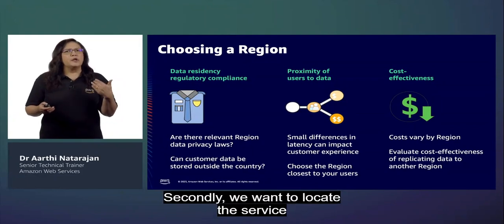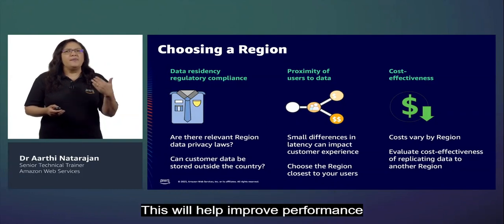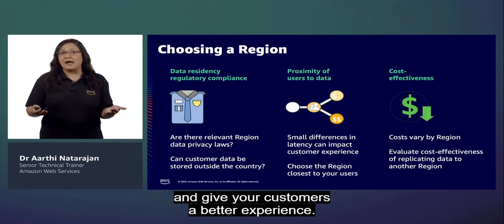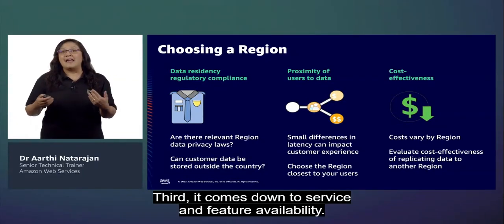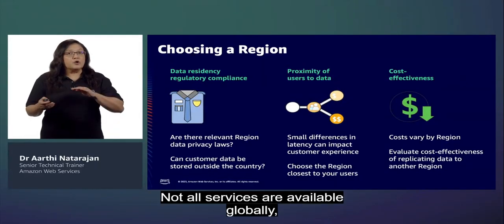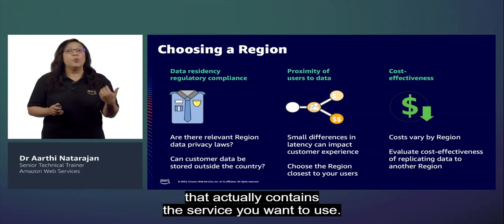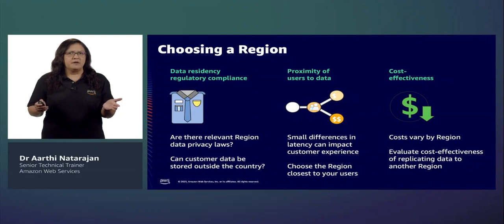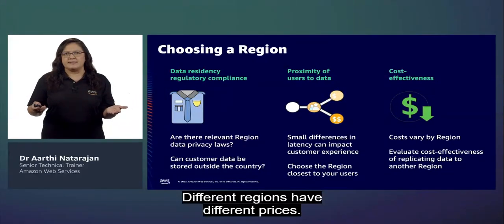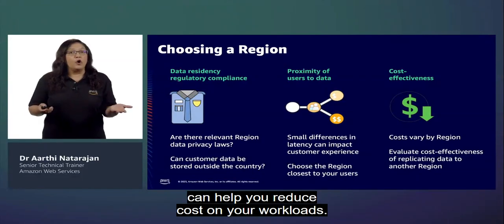Secondly, we want to locate the service as close to our customers who are going to be using it. This will help improve performance and give your customers a better experience. Third, it comes down to service and feature availability. Not all services are available globally, so sometimes you must choose a region that actually contains the service you want to use. Lastly, but by no means least, is the cost. Different regions have different prices. Sometimes choosing a different region can help you reduce costs on your workloads.